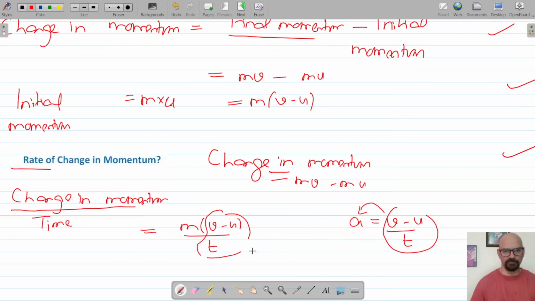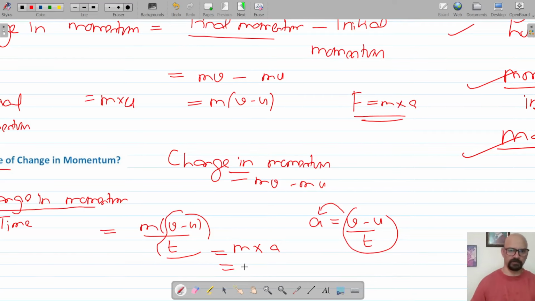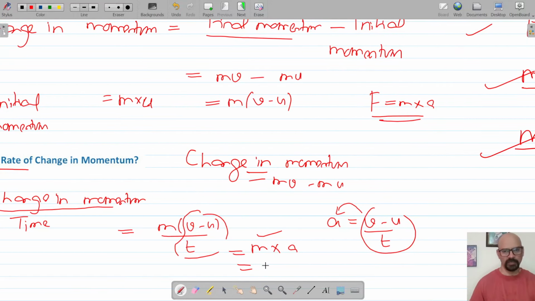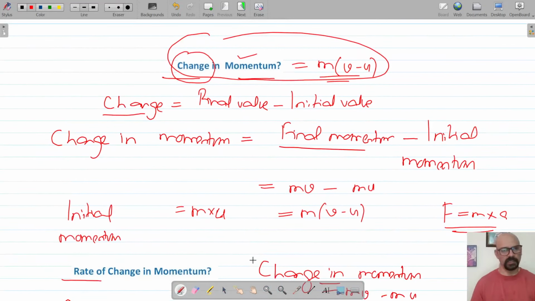Rate of change of velocity is acceleration. So instead of v minus u by t, we are going to replace it by a, and m into a, we know that m into a is the force. We are going to discuss this later on. So for the time being, let's just keep that the rate of change of momentum is m into a, which would be equal to force. We will discuss this in the next video.